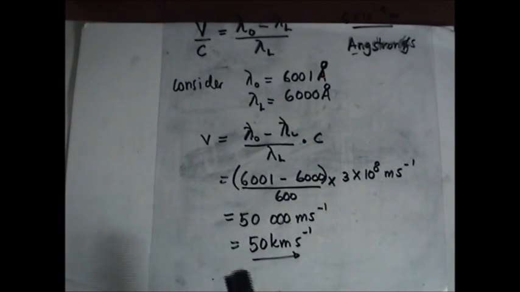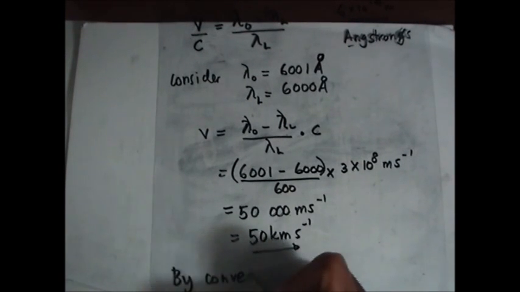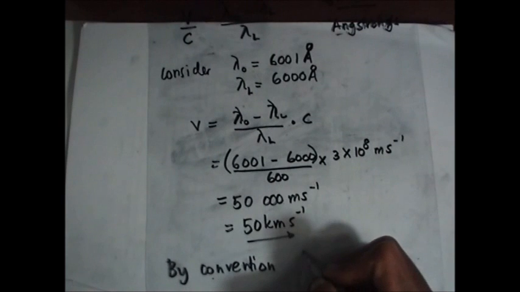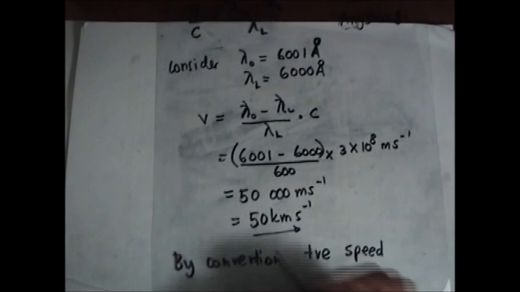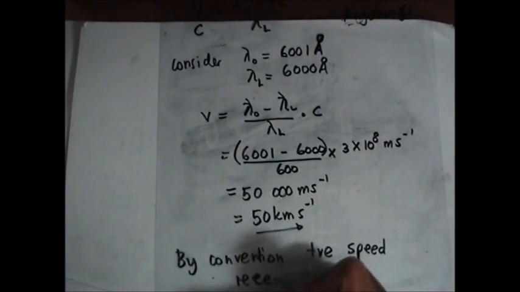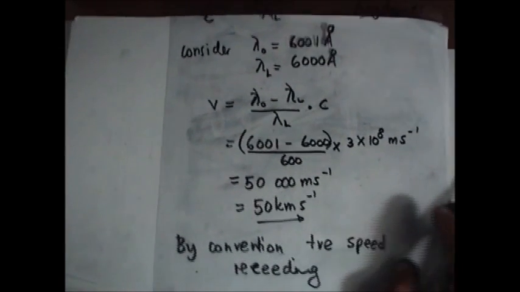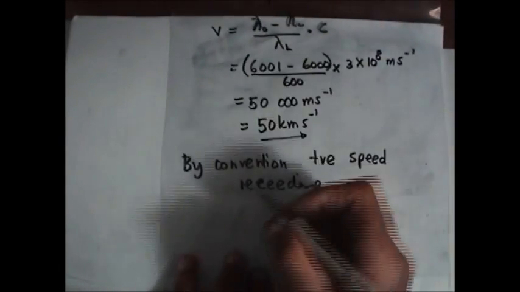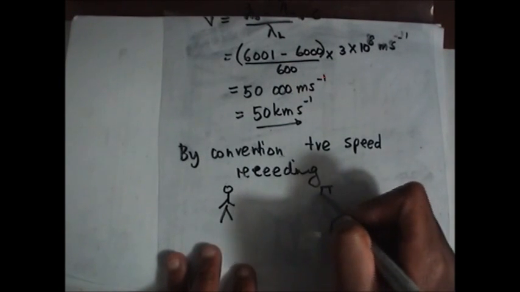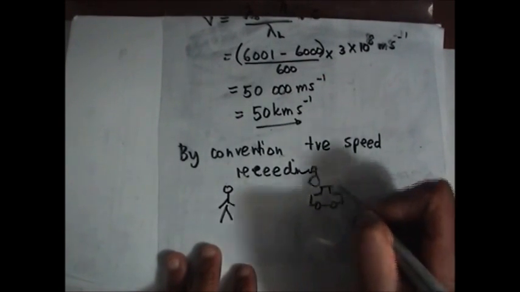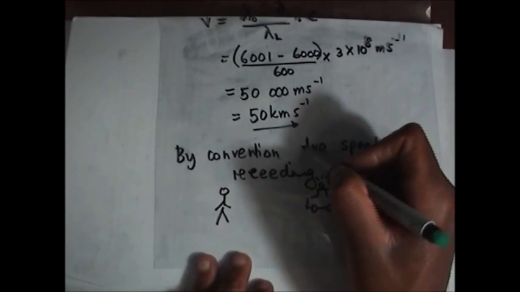But now, by convention, positive speed means recession. It means this thing is receding. So it's receding away from us at 50 kilometers per second. So I'm here, there you are, and the police are receding away from us at 50 kilometers per hour.